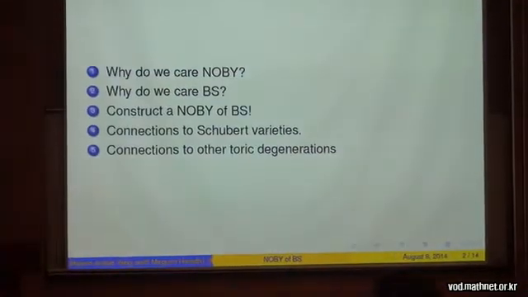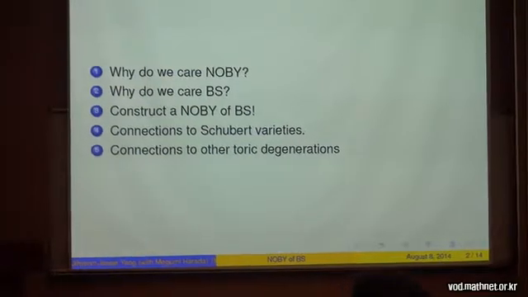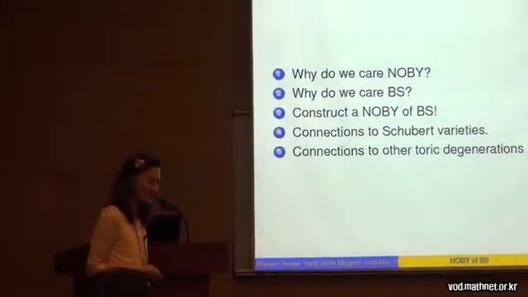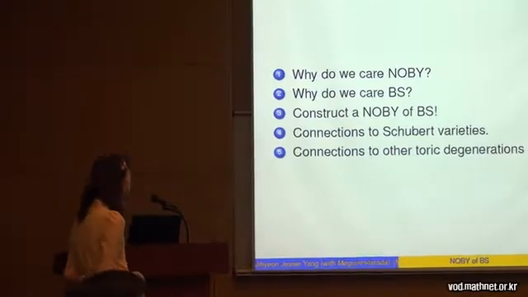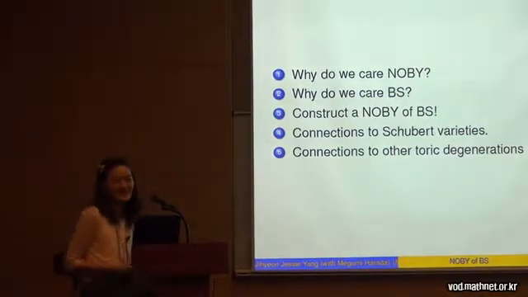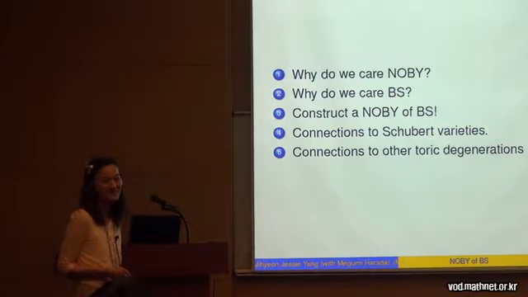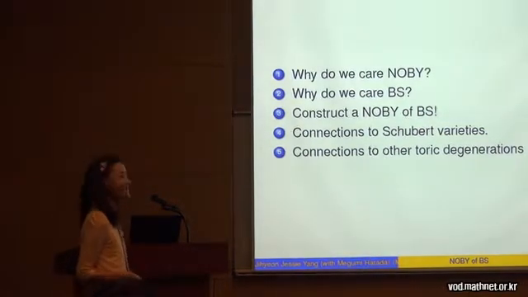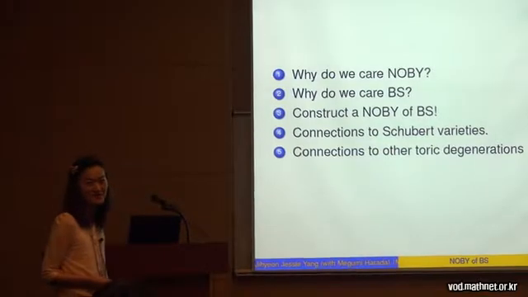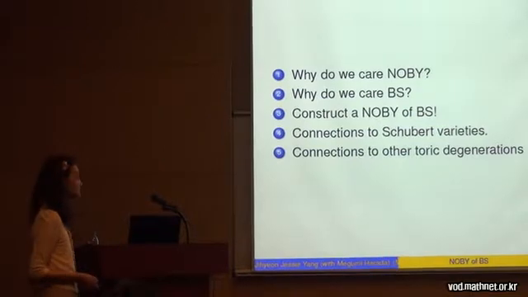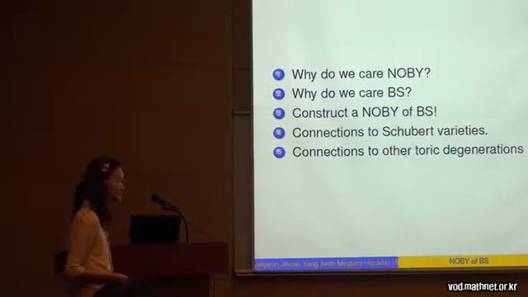So here's the outline for the talk. Briefly, we talk about the introduction to Newton-Okounkov body. Hopefully tomorrow there are at least 2 talks about Newton-Okounkov body, and you will see the details more. But namely, I will just say why we care about this. And secondly, why do we care about Bott-Samelson variety as well? And finally, let's construct a Newton-Okounkov body of Bott-Samelson variety, and we see some connections to Schubert varieties and other toric degenerations.